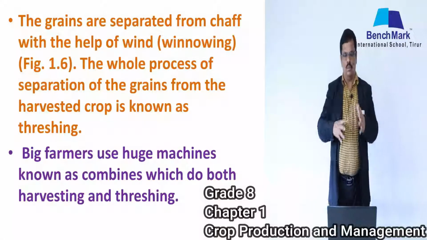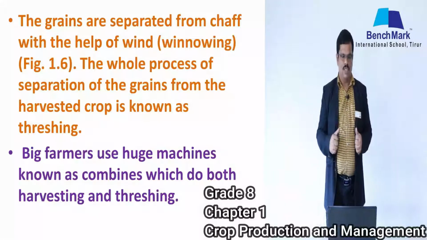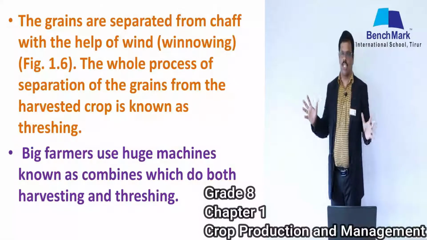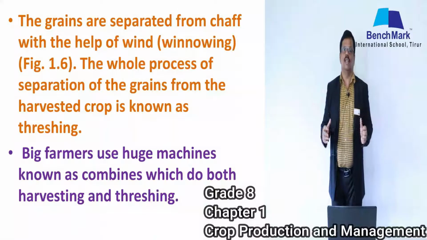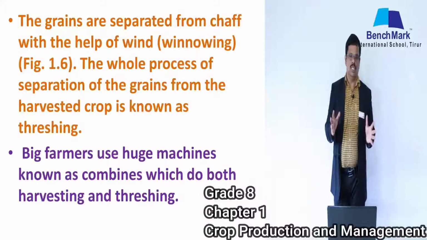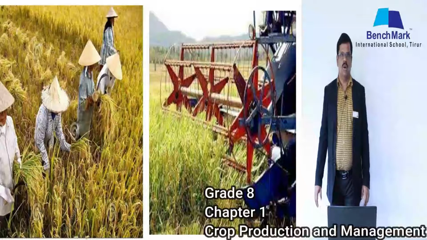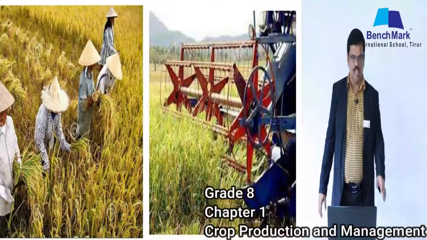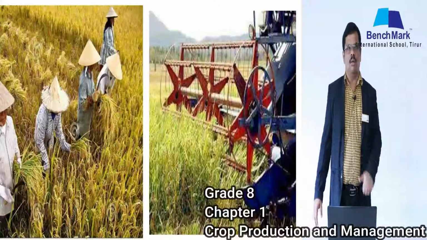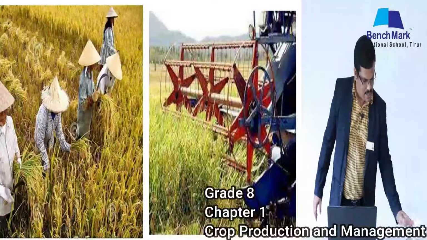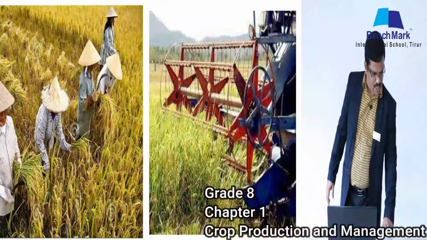And the whole process of separation of grain from the harvested crop is known as threshing. Okay, and big farmers use huge machines. They are known as combines. In the textbook, my dear children, the diagram is there. We call it combines.